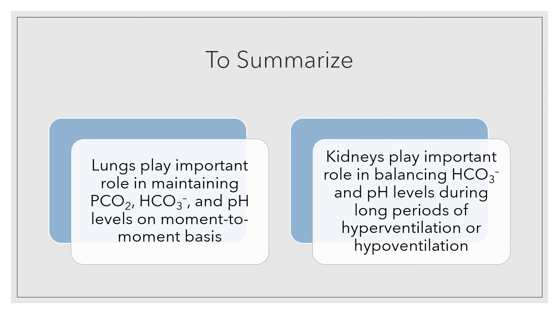To summarize, lungs play an important role in maintaining the PCO2, bicarb, and pH levels on a moment-to-moment basis. Kidneys play an important role in balancing bicarb and pH levels during long periods of hyperventilation, increased respiratory rate, or hypoventilation, decreased respiratory rate.